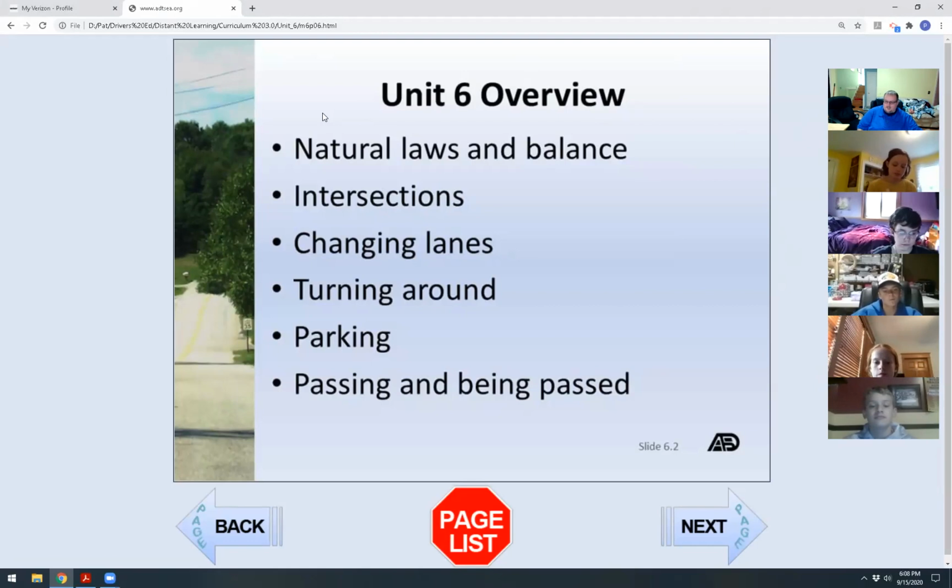As far as are you going to have to do physics problems on the driving training exam? No. There might be one or two questions asking you what inertia means, which we'll talk about. But there's nothing difficult on the test like that. We'll talk about intersections, changing lanes, turning around, parking, and then passing and being passed.